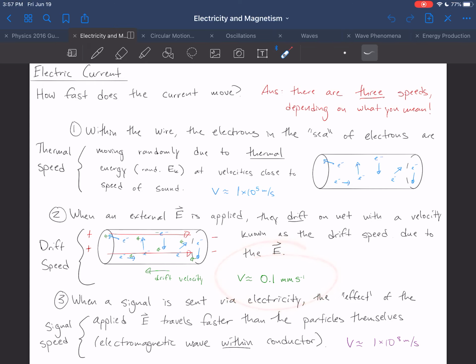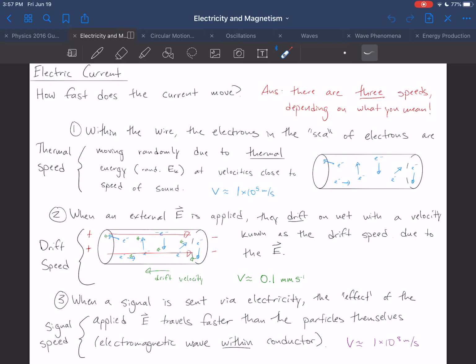This strikes us as somewhat absurdly slow, because if this is the speed of the electric current, how do we do things like turn on the light with a switch? This is the speed of the electrons, the extra speed contributed by the external electric field producing the current. Well, as it turns out, there's a third speed, what I'm going to call the signal speed.